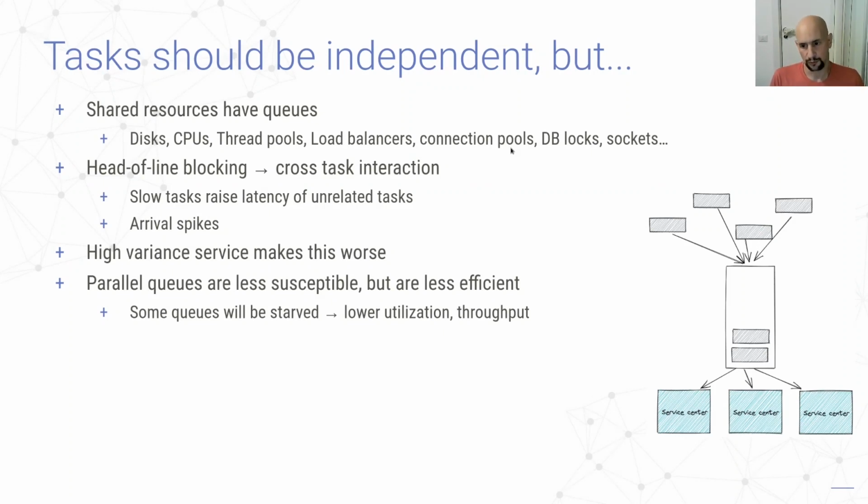And if the variance of our service is high, it's going to make this effect a lot worse, because it's going to make queuing worse. So we might think that we can separate queues for service centers to make this effect not as bad. But unfortunately, this has some side effect of lowering the utilization of the system, and of course the throughput and latency. And if you want to understand more about this, then I suggest that you learn more about queuing theory.